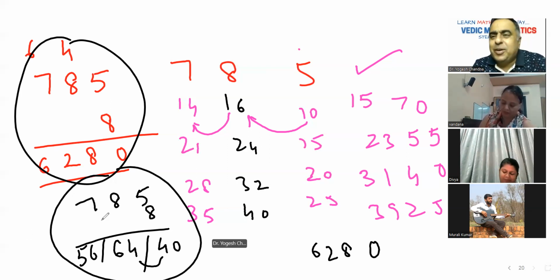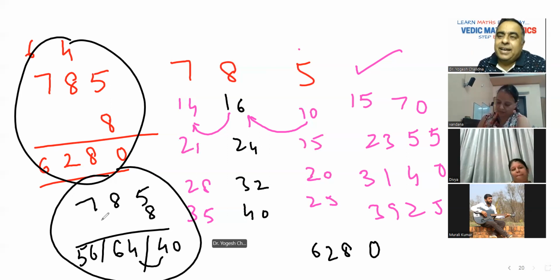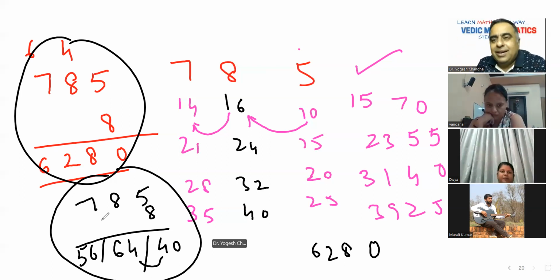Now this you can call place-wise multiplication. Every digit we are multiplying separately and then following the principle, one digit at one place value. A simple simplification of the process is there.